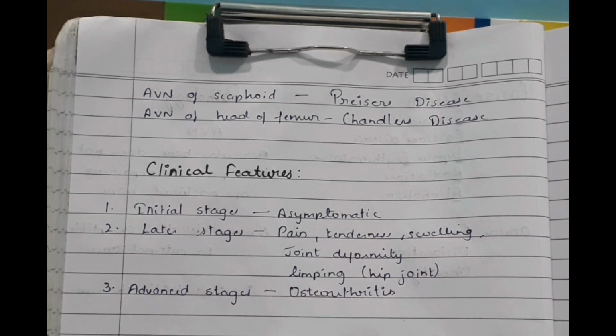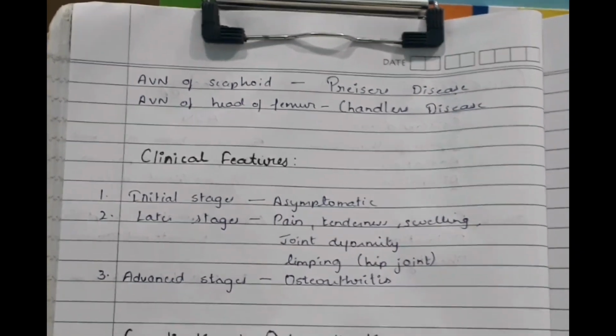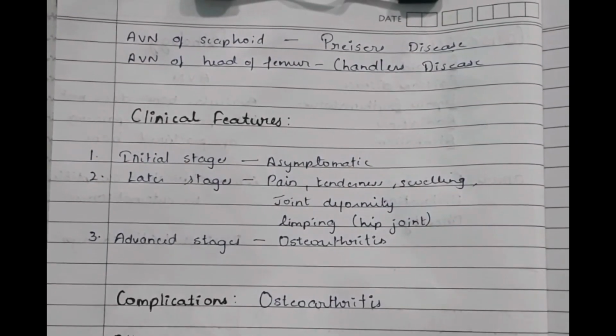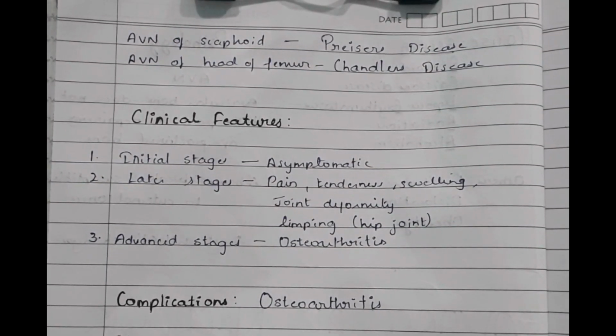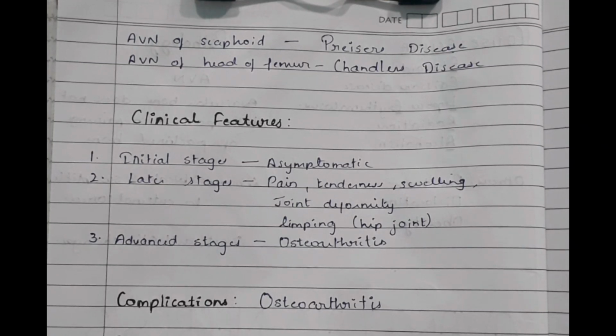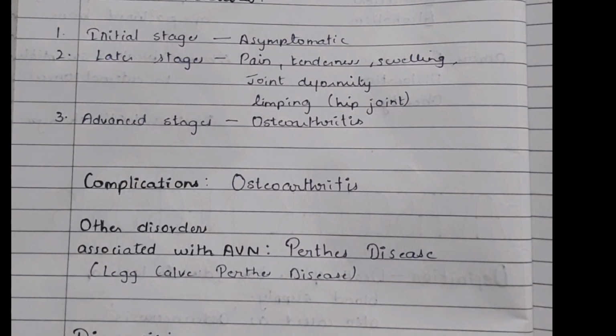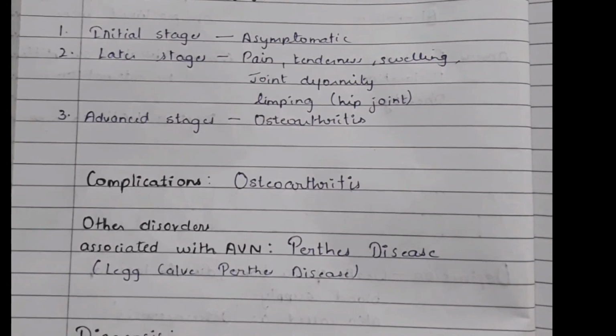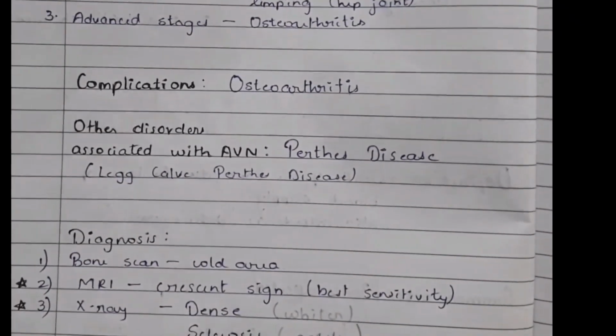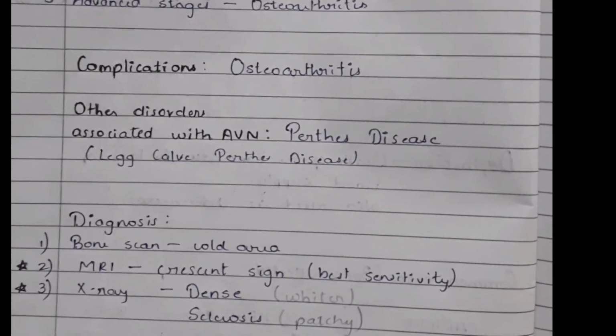Now, the clinical features of avascular necrosis. In the initial stages, it is asymptomatic. In the later stages, you see pain, tenderness, swelling, joint deformity, and limping, especially affecting the hip joint. In the advanced stages, you see osteoarthritis. The complication of avascular necrosis, as discussed earlier, is osteoarthritis. Another disorder associated with avascular necrosis is Perthes disease, also called Legg-Calvé-Perthes disease.